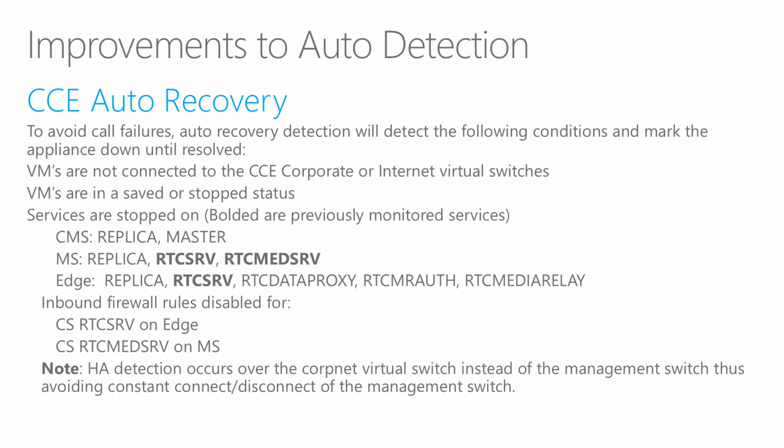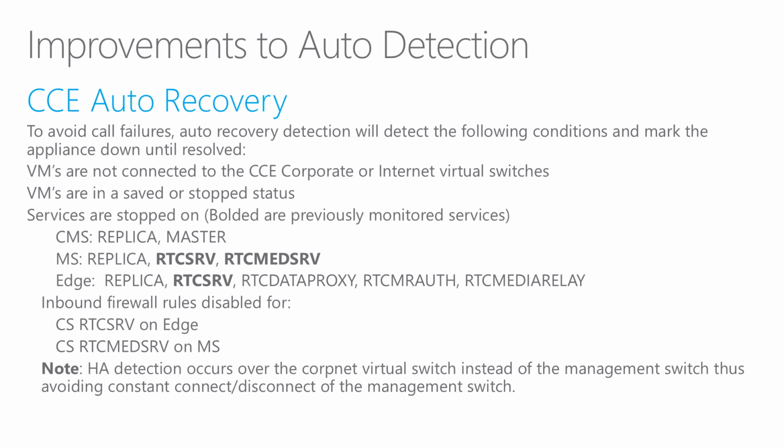monitoring are now VMs that are not connected to the CCE corporate or internet virtual switches. We'll reconnect them if they're not connected. VMs are in a saved or stopped status. We will try to restart those VMs. Note that if you need to perform maintenance on a host machine, you would put it in maintenance mode first. And when in maintenance mode, we would not try to start any VMs that are stopped or saved. Services that are stopped will be restarted automatically when they're detected to be stopped.